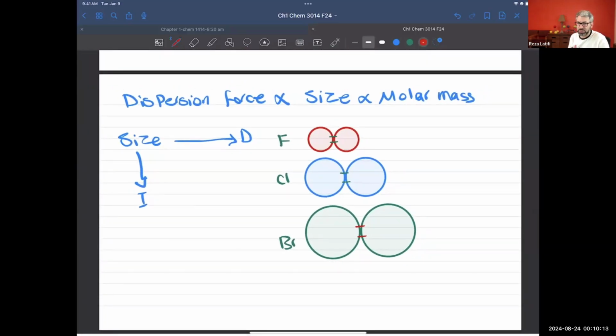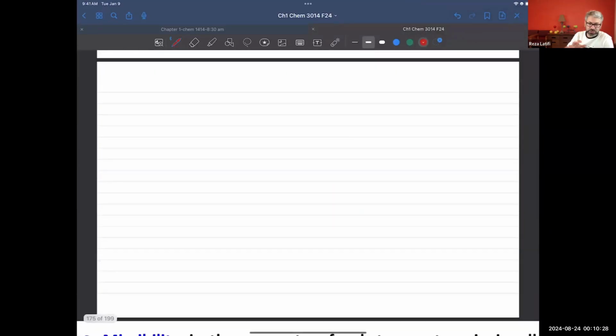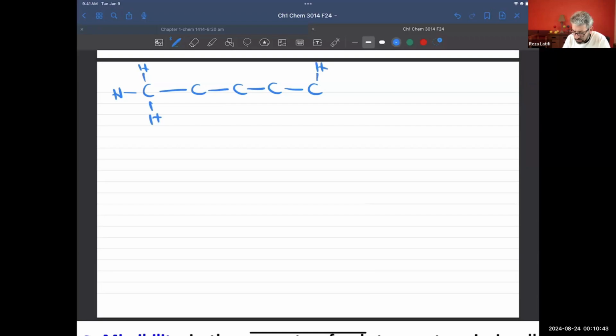Dispersion force is not only subject to the size or molar mass, it is also subject to the shape of the molecule. If it's linear, it's better. Linear is better than completely spherical. This is one example. Let's say we have this molecule, with four of them.